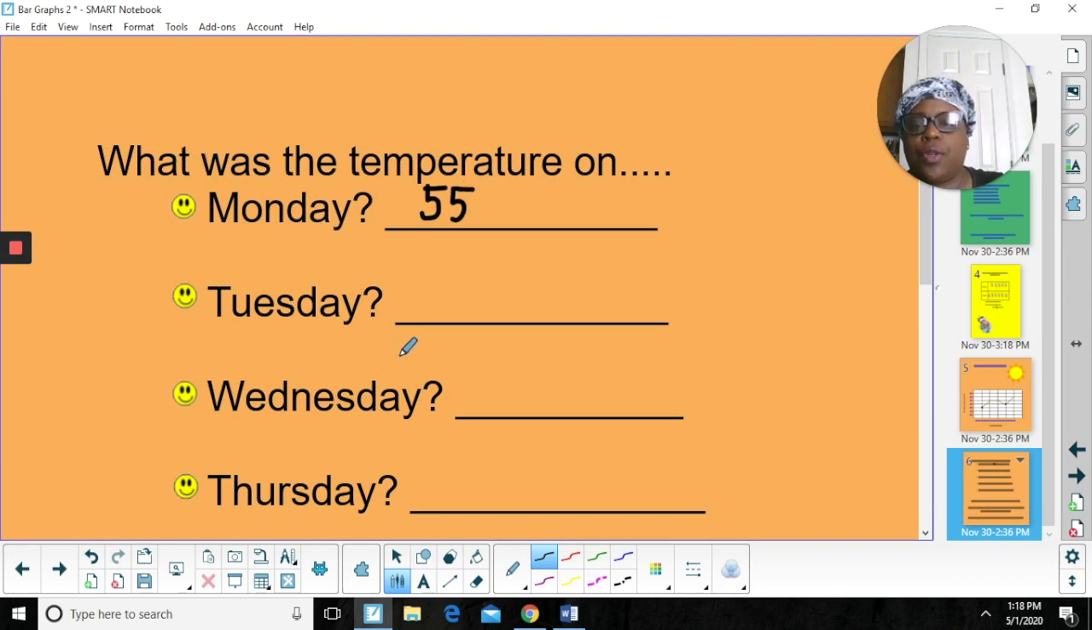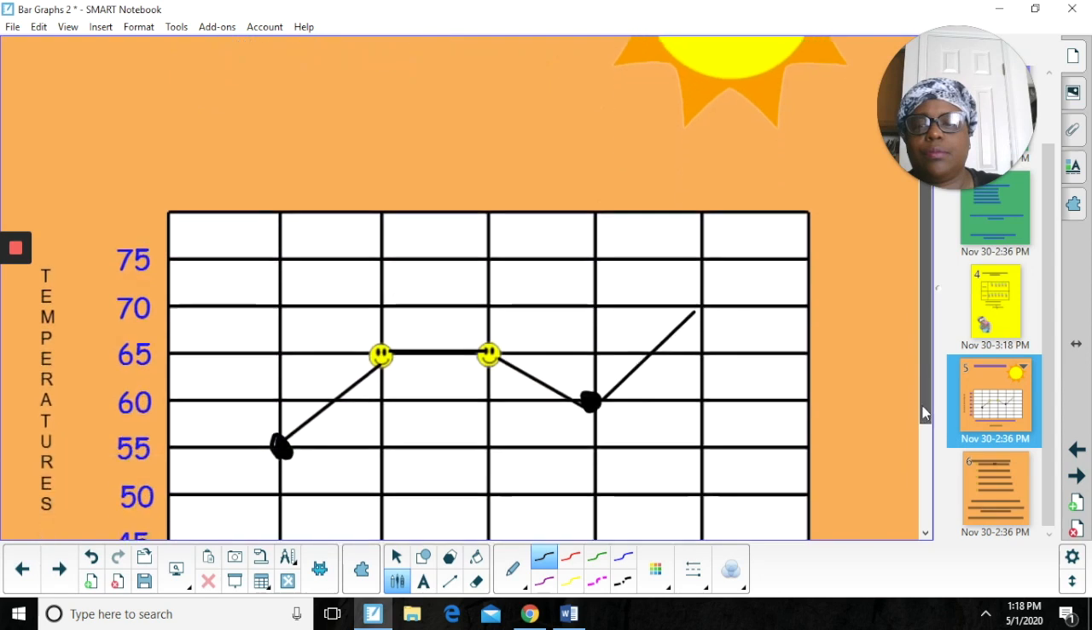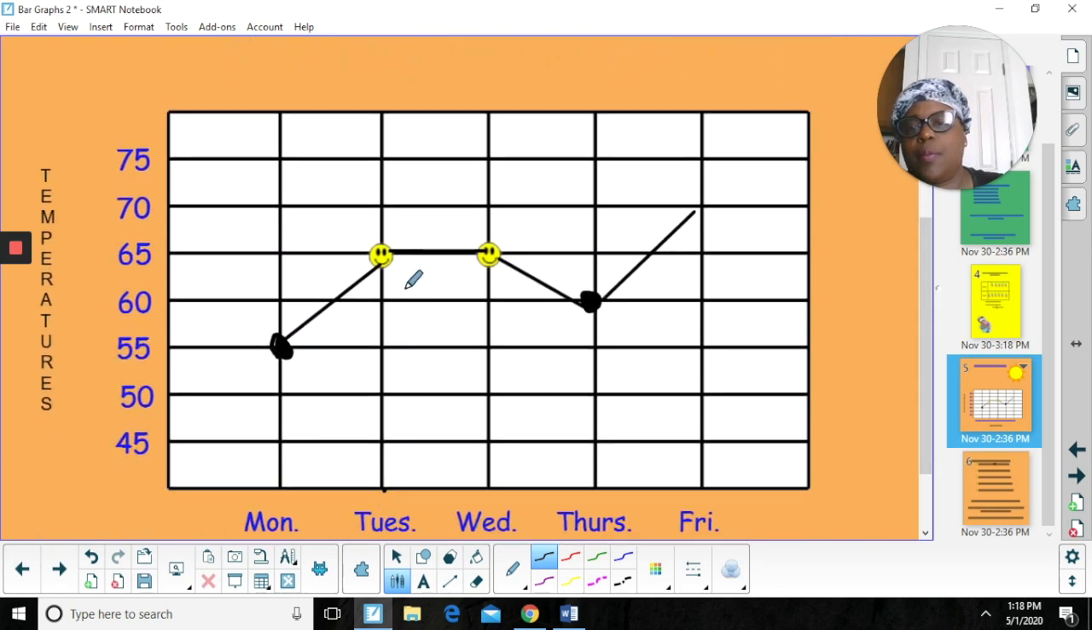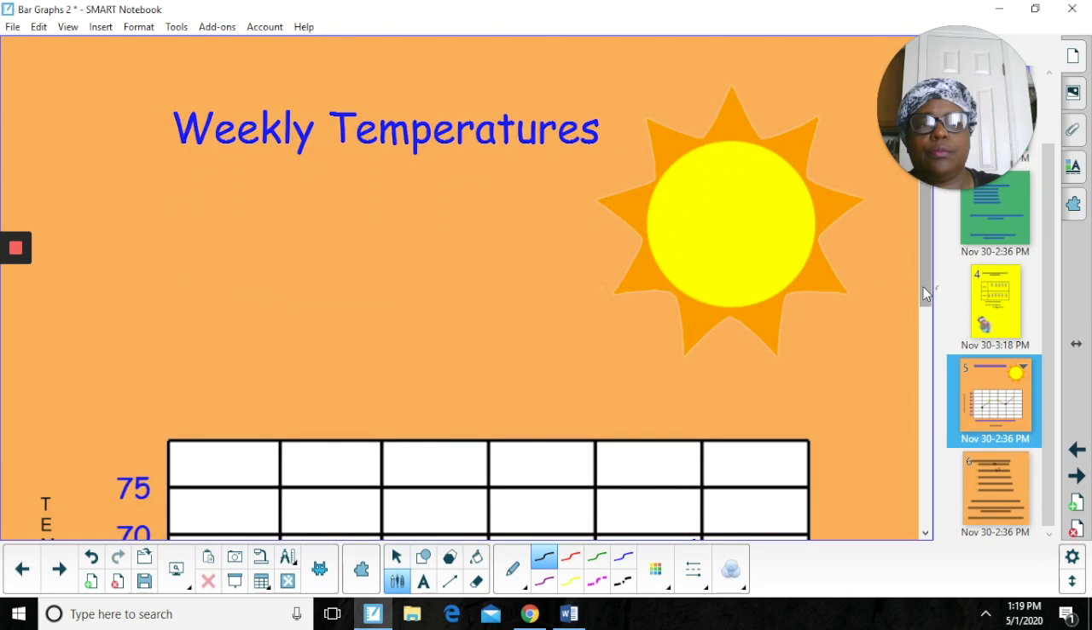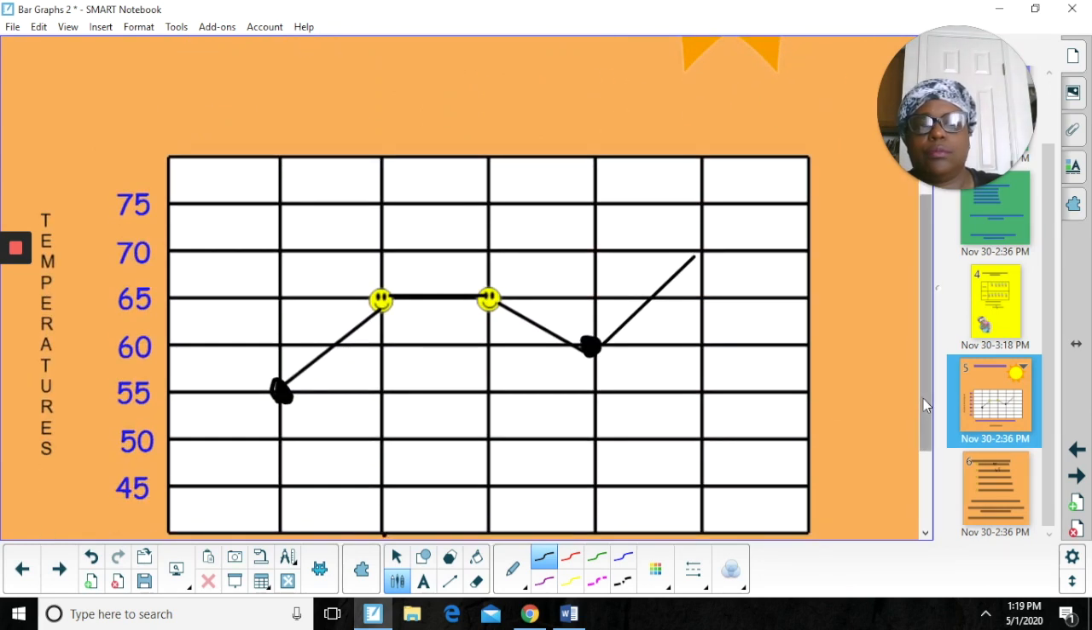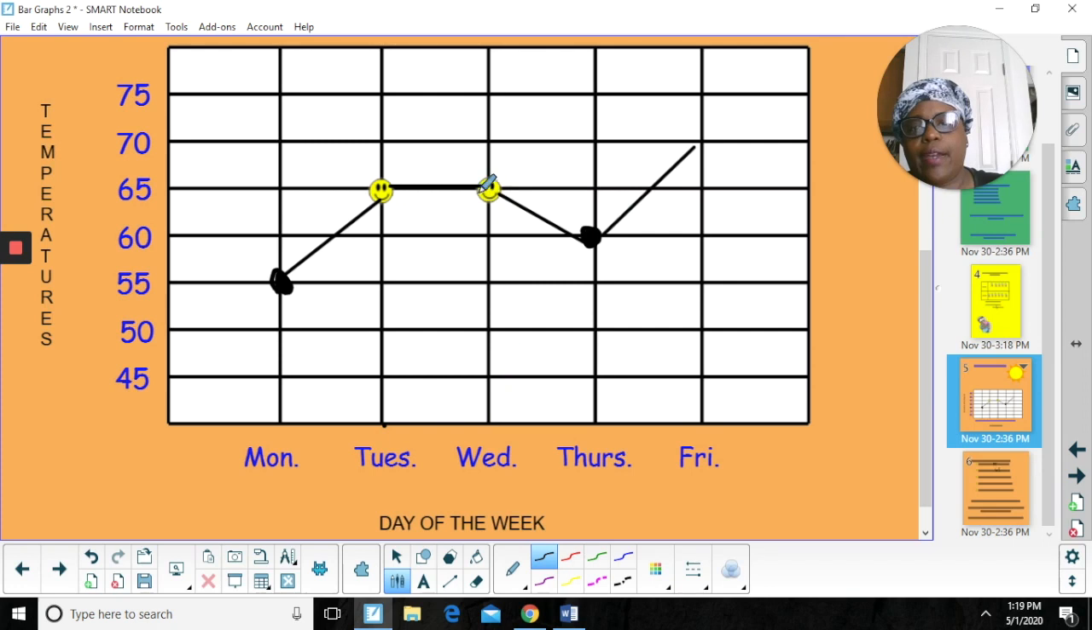And the question for all of these are going to be, what was the temperature on? So what was the temperature on Tuesday? Let's look and see. So we're going to go up our graph and over. What was the temperature on Tuesday? 65. What was the temperature on Wednesday? Let's see. We're going to go up that graph and over. What was the temperature? 65.